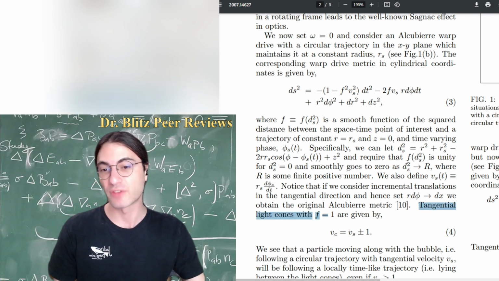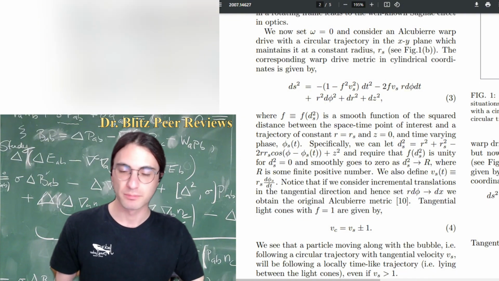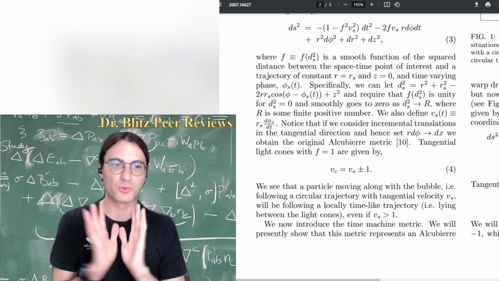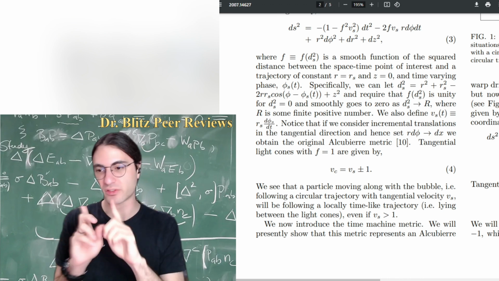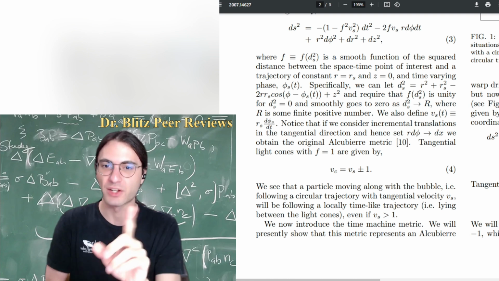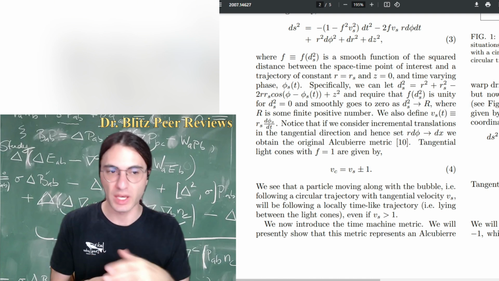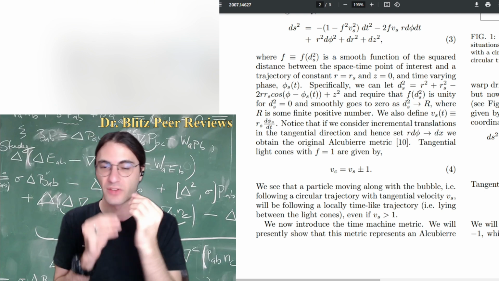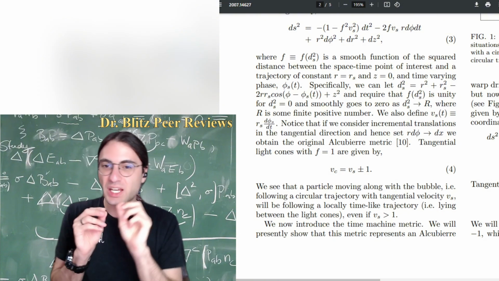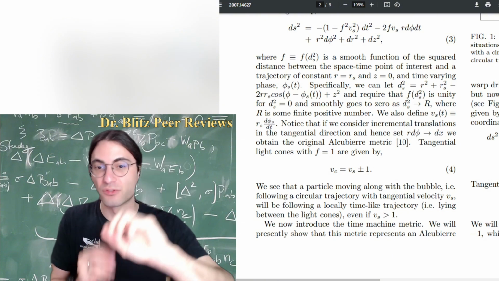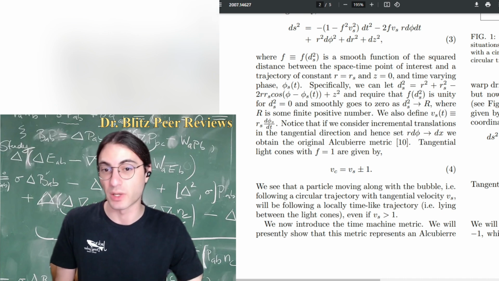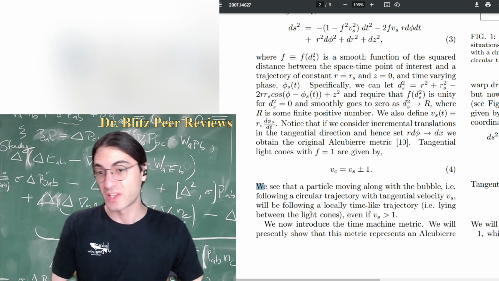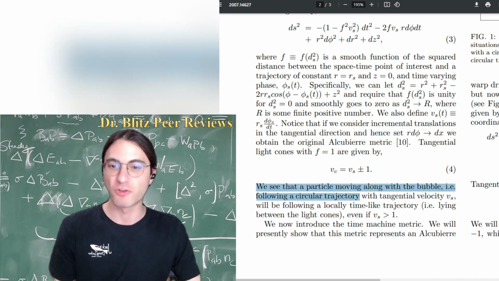Tangential light cones with f equals 1 are given by... So tangential light cones are roughly the speed of light in various directions along the direction of motion. And so at the location where your spacetime is curved, where you have this Alcubierre drive wrapped in a circle, the speed of light in the direction of travel is faster. It's v sub s plus 1, and the speed of light against the direction of travel is v sub s minus 1.